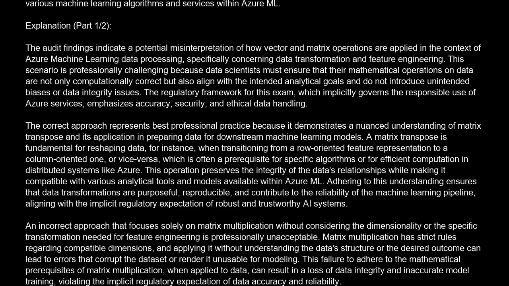This failure to adhere to the mathematical prerequisites of matrix multiplication, when applied to data, can result in a loss of data integrity and inaccurate model training, violating the implicit regulatory expectation of data accuracy and reliability. Another incorrect approach that suggests using matrix inverse for simple data reshaping or feature scaling is also professionally unacceptable.